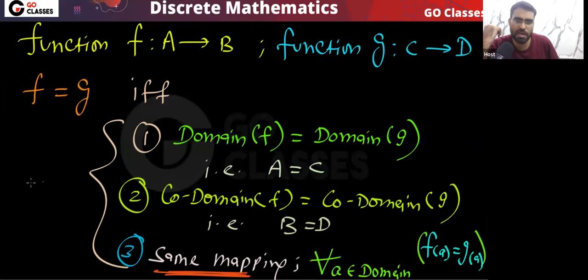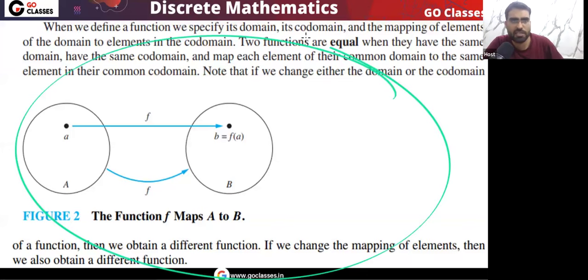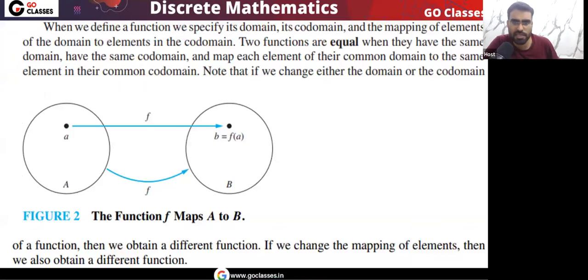Is this clear? Please tell me, is this understood? A theoretical question can be created on this topic. When can I say functions are equal? Two functions are equal if and only if their domain is same, codomain is same, and their mapping is also same. For every element of domain, you must have the same mapping, means F(a) and G(a) must be same. So this is the definition of function equality. You can easily read this. Whatever we have seen is written here.